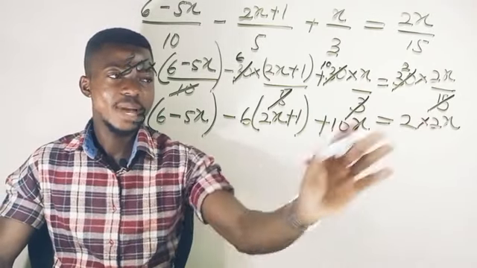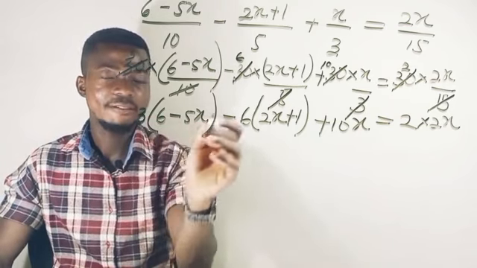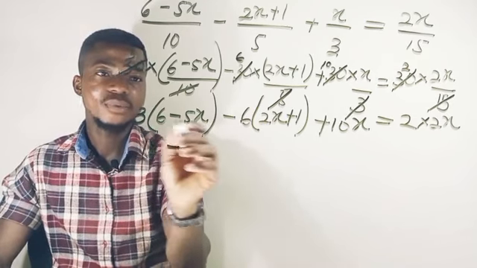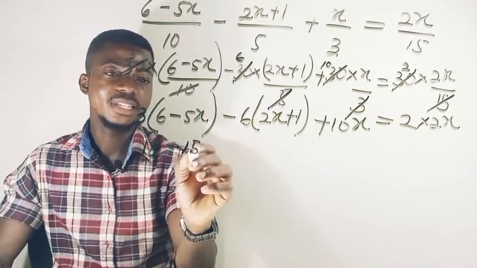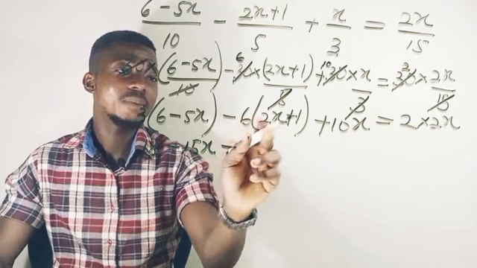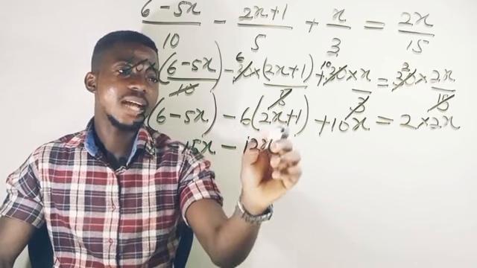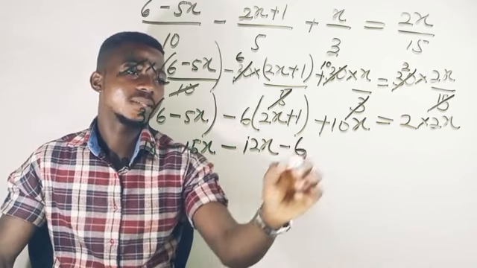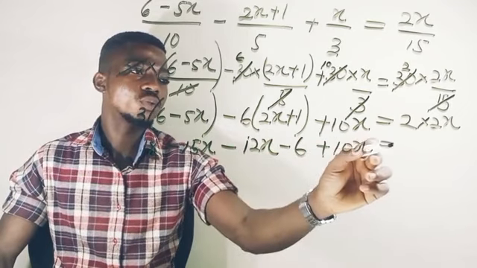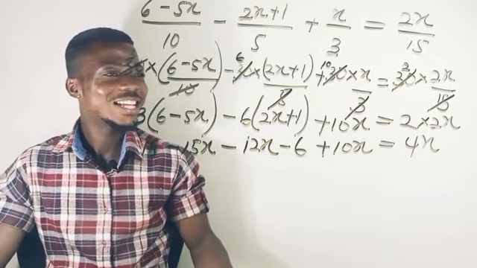So now we're going to do expansion. And how do you do it? By multiplying the outer number by everything in a bracket. So 3 times 6 will give you 18. Minus 3 times 5x will give you 15x. Then minus 6 times 2x will give you 12x. Then minus 6 times 1 will give you minus 6. Here is plus 10x. Then equal to 2 times 2 will give you 4x. Yeah, so there is where we come to.